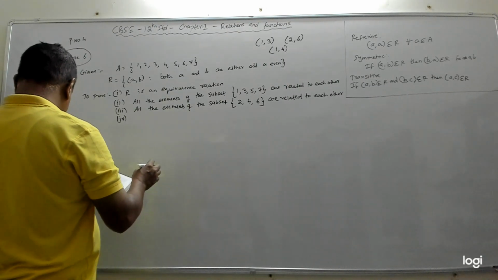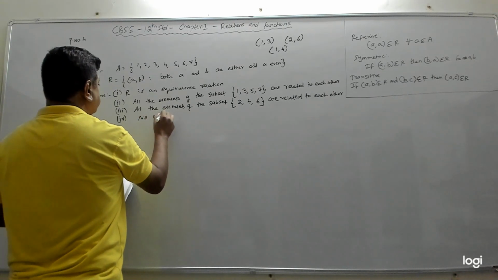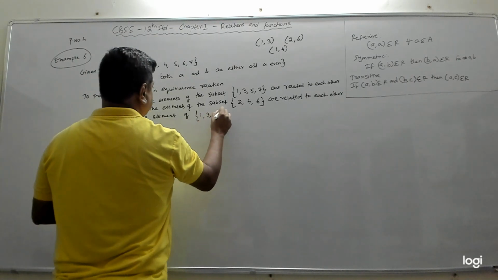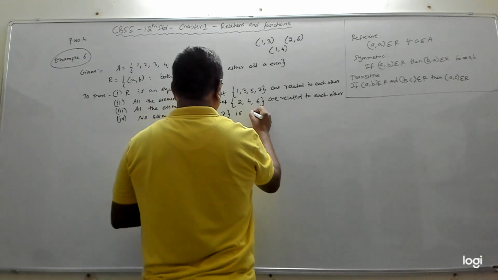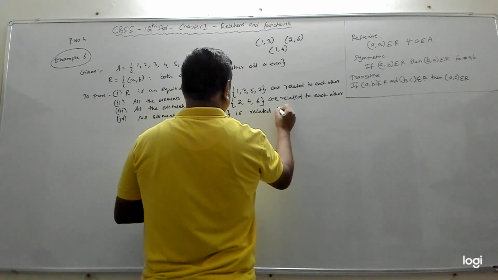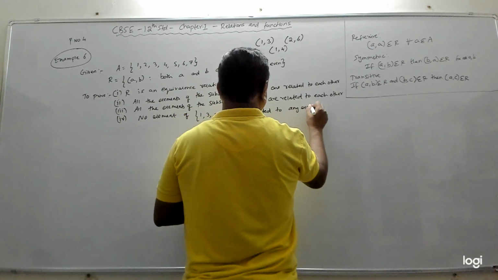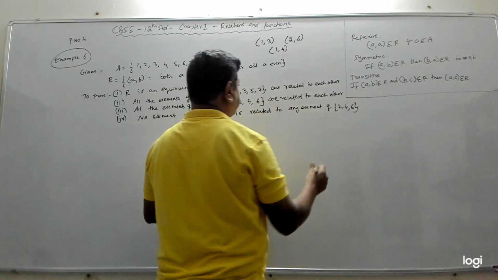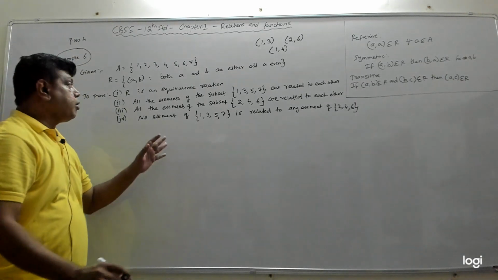Then the fourth one that we should prove is, no element of 1, 3, 5, 7 is related to any element of the set 2, 4 and 6. So these are the 4 things that we need to prove in this problem, right?